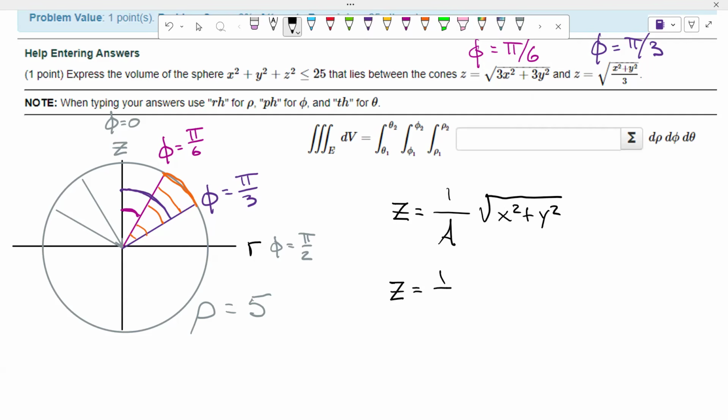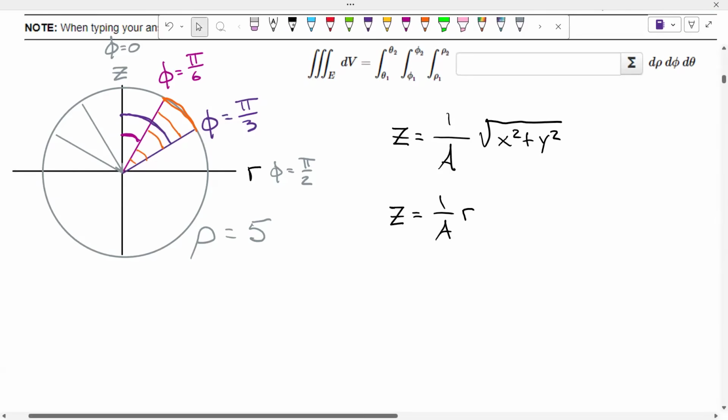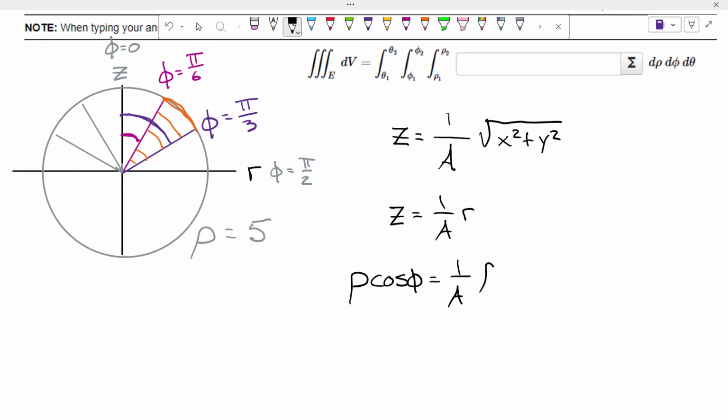This is z equals 1 over a times r. I usually like to make that adjustment first. Square root of x squared plus y squared is r. Keep in mind that a is just some constant here. I just wanted to keep it general for a moment so that I could figure out what it looks like in the end. Z is rho cosine phi. R is rho sine phi. So this gives me the equation a equals rho sine phi over rho cosine phi, which is just tangent of phi.